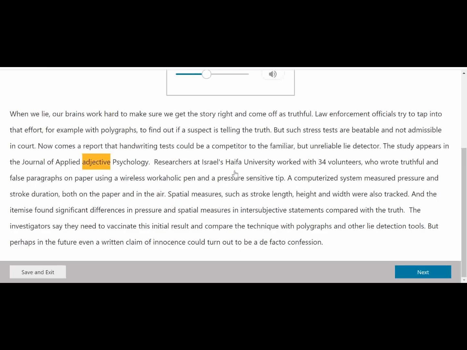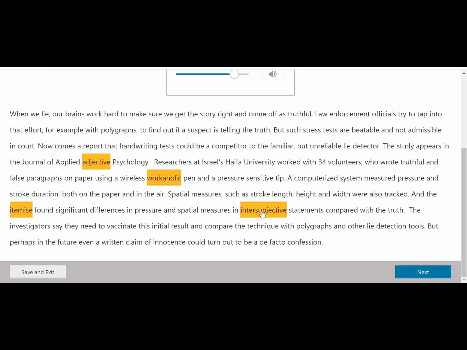Researchers at Israel's Haifa University worked with 34 volunteers who wrote truthful and false paragraphs on paper using a wireless electronic pen and a pressure-sensitive tip. A computerized system measured pressure and stroke duration both on the paper and in the air. Spatial measures such as stroke length, height, and width were also tracked. And the scientists found significant differences in pressure and spatial measures in deceptive statements compared with the truth.